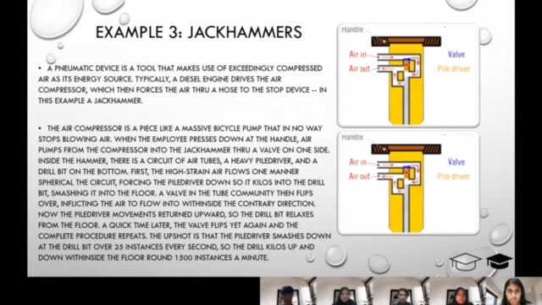A jackhammer is a pneumatic device, a tool that makes use of highly compressed air as its energy source. Typically, a diesel engine drives the air compressor, which then forces the air through a hose to the device, in this example, a jackhammer. This diagram shows how jackhammers work. The air compressor is like a massive bicycle pump that never stops blowing air. When the worker presses down on the handle, air pumps from the compressor into the jackhammer through a valve on one side. I would like to show a video of how jackhammers really work, so we can get it clear.